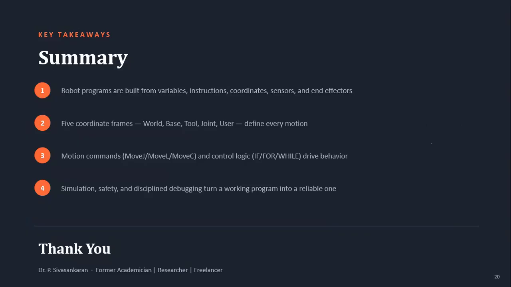Now we have come to the end of the day 2 session. Today we explored the fundamentals of robot programming, coordinate systems, programming syntax, motion commands, decision logic, industrial programming languages, and a practical case study. These concepts provide a strong foundation for developing efficient industrial robot applications.